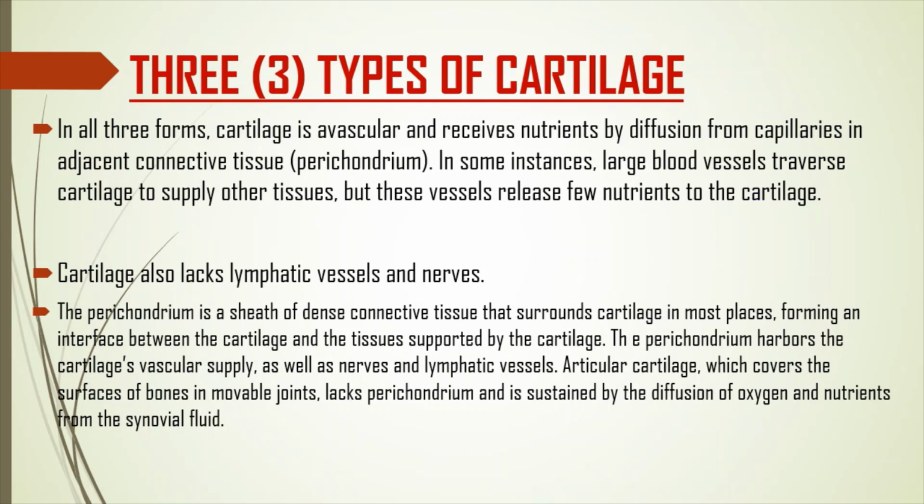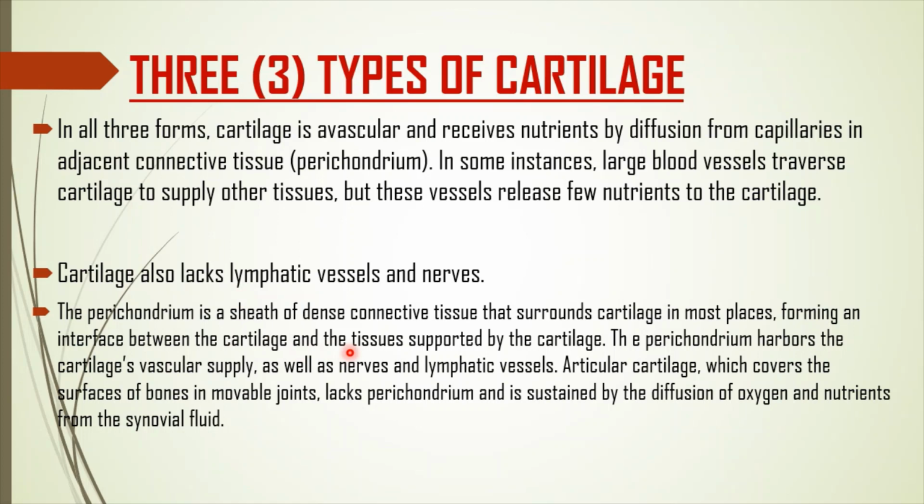In all 3 forms, cartilage is avascular, meaning that it has no direct blood supply, and it receives nutrients by diffusion from capillaries in adjacent connective tissue. The connective tissue that surrounds cartilage is what we call the perichondrium. In some instances, large blood vessels traverse cartilage to supply other tissues, but these blood vessels release very few nutrients to cartilage. What must be known is that cartilage in most cases is avascular.